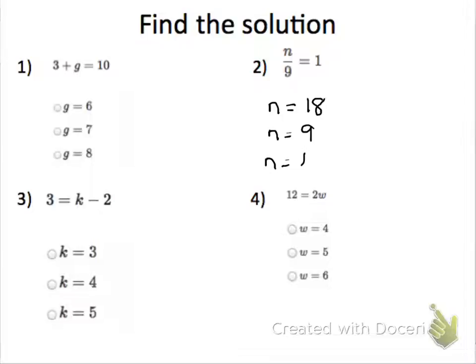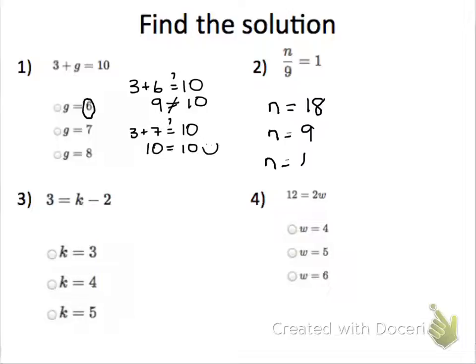We have 3 plus g is equal to 10. If I put 6 in instead of my g, and I had 3 plus 6 is equal to, question mark, 10? Well, 3 plus 6 is 9, so I know 9 is not equal to 10. So g equals 6 is not a solution. What if g was 7? 3 plus 7, is that equal to 10? 3 plus 7 is 10, and I know 10 is equal to 10. So that means that g equals 7 is my solution.